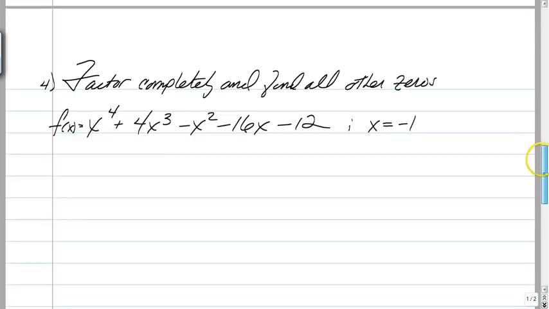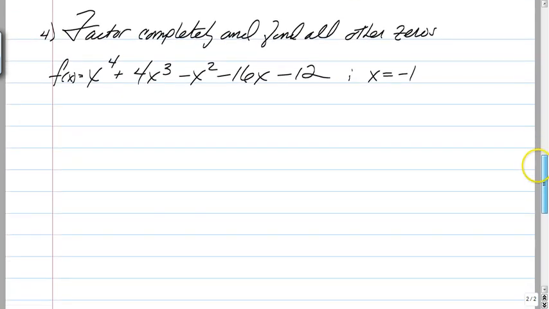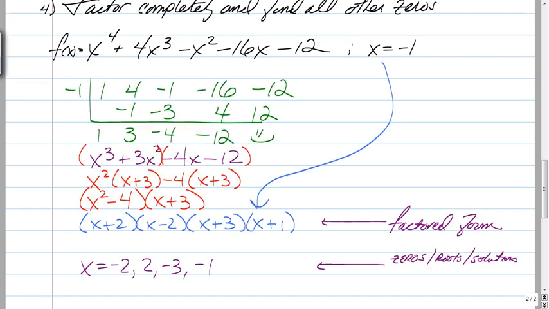One more to go. I want you to factor completely and find all the other zeros. And this is the last problem in the notes. Have fun! If you got -2, 2, -3, and -1, you are good to go. Now, the factored form, I want you to remember, x is equal to a -1, that you must write x plus 1 for completely factored form. So don't forget that I gave you a 0.